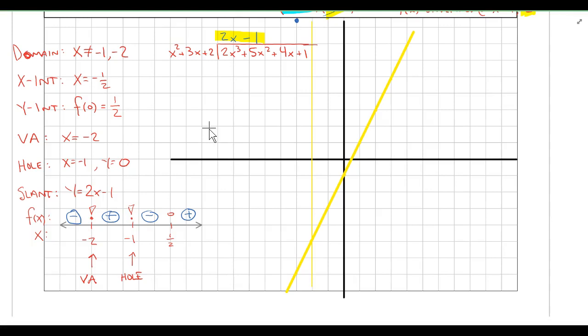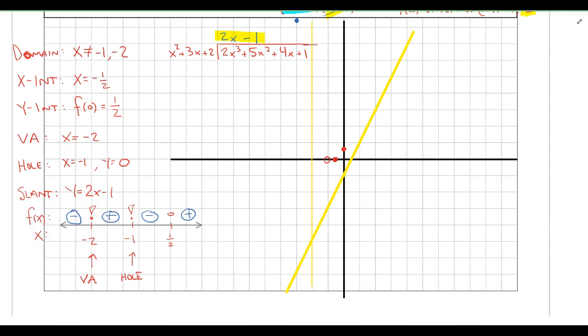Well, we've got some points on this function that we can graph. We've got an x-intercept at -1/2. We have a y-intercept at (0, 1/2). We also have a hole. Don't forget, we have a hole at (-1, 0). So that hole and that x-intercept are pretty close there. Use caution. Make sure you're very careful with those two. Okay. Now we're ready to graph this thing.